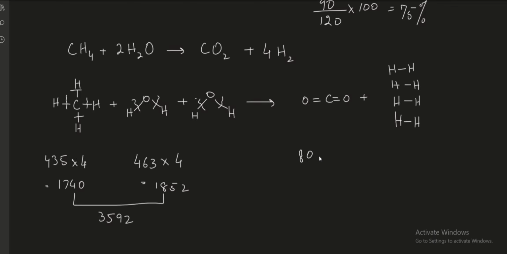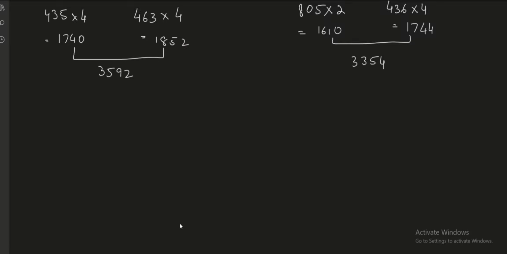On the product side, the bonds that are formed are 2 CO bonds. The bond energy given in the table is 805. You have to multiply by 2 because 2 CO bonds are being made, and over here 4 hydrogen bonds are being formed. So multiply 436 with 4. The answer for this will be 1610, and for this the answer is 1744. Add both of them, your answer would be 3354. Now you can calculate the value of delta H.